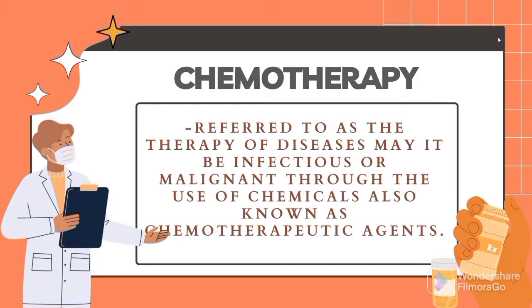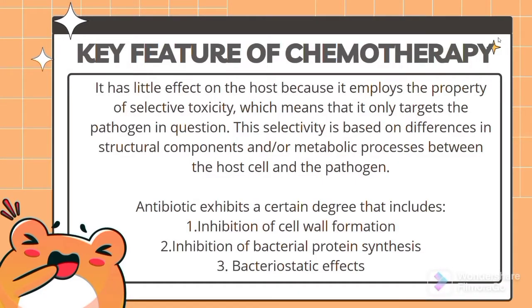These systemic infections have different causes that can range from bacteria, viruses, fungi, protozoa, helminths, and more. A key feature of chemotherapy is that it has a minimal effect on the host since it applies the property of selective toxicity, where it only targets the pathogen involved. The basis for this selectivity depends on the variation of structural components and the metabolic processes between the host cell and the pathogen.